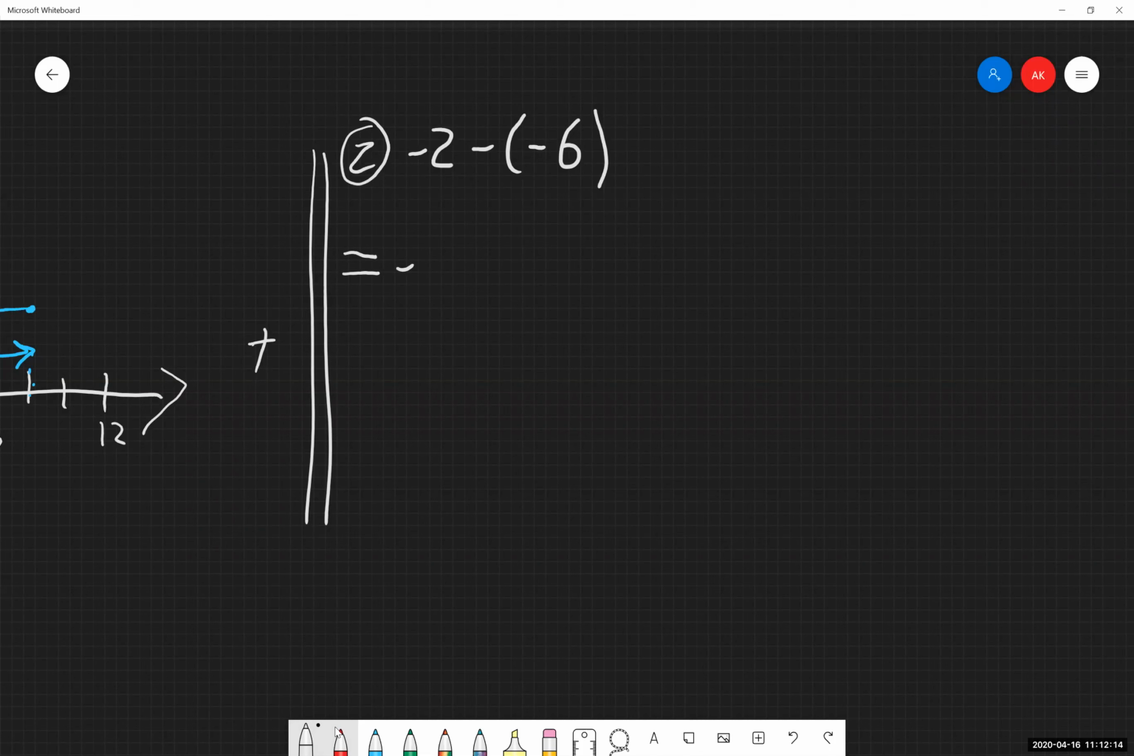So -2 is going to stay the same. Minus -6 is just going to become a +6. Again, we're just getting rid of that double sign that's showing up right here. That's all we're doing. So now that I have the double sign taken care of, I have -2 plus 6. I'm just going to add those together, and that's going to give me 4 for the final answer.